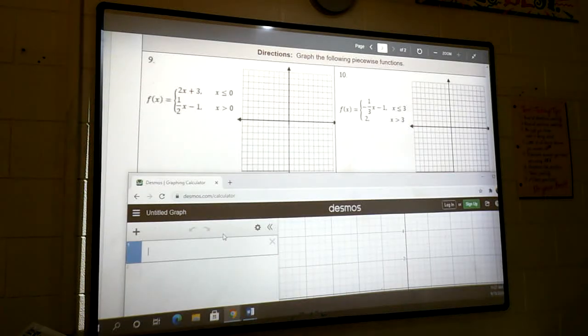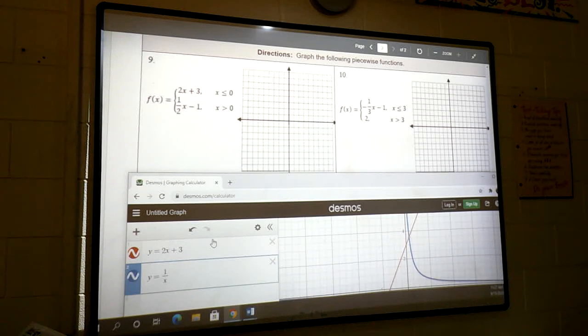We're wanting to graph 9 and 10 using Desmos. So the first thing I'm going to do is, f of x is the same thing as saying y. So I'm going to write the equation. This is y equals 2x plus 3. That's the top one. And the bottom one is y equals 1/2 x minus 1.